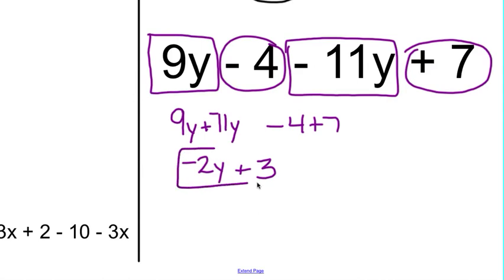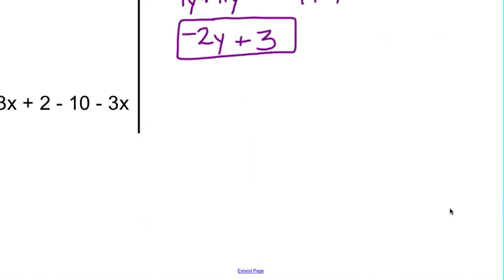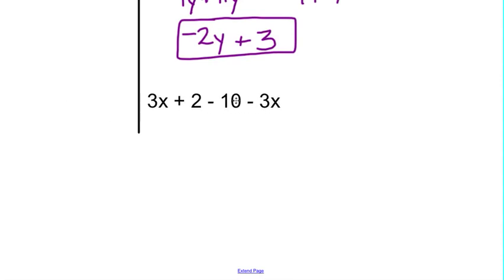This is your final answer. You cannot combine anymore. And I know a lot of you don't like the way that looks. You would rather be able to get it down to a single number. But you just have to be okay with this being your answer. It's not going to be a single digit anymore. Well, sometimes it will be, but not always.